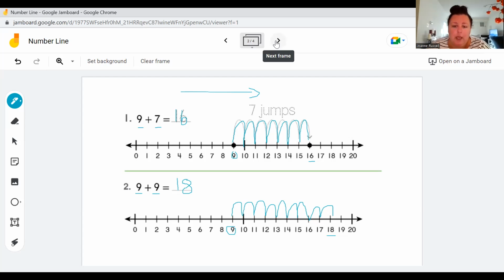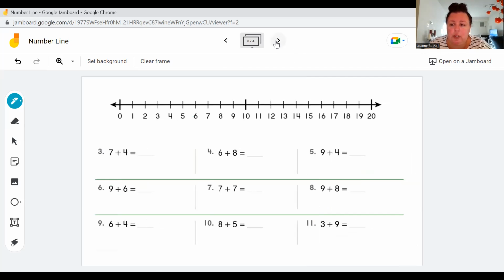All right, awesome. Now let's move on to our we do. So we're going to be doing this together. Now we're on page 38, and we're going to be looking at numbers 3 through 11. 3 through 11, we're going to be doing together. Once again, you're going to be working with me. I'm going to be calling on some friends to help share their answers, and let's try to rack up some participation points, okay?